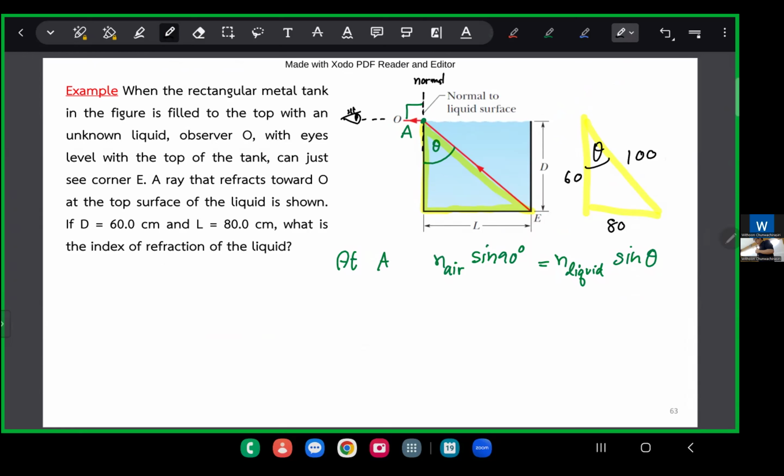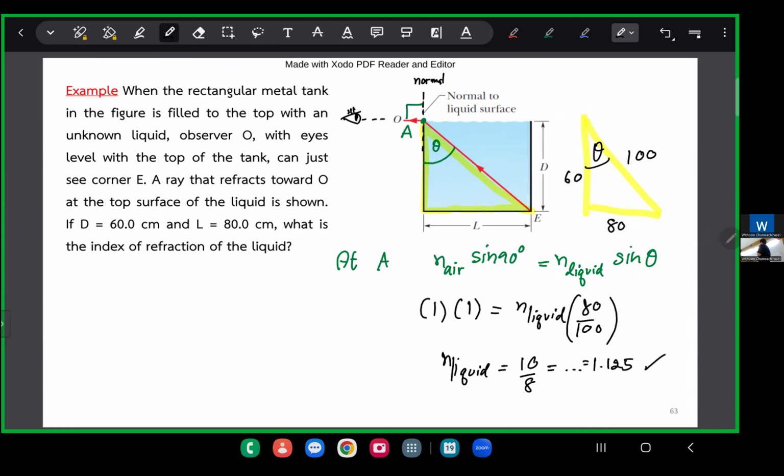With that, I can substitute values. n of air is 1. Sine 90 is 1. And n of the liquid is what you want to figure out. Sine theta is 80 over 100. Here we go. The n of the liquid that we were looking for is just 10 over 8. That's 1.25. Sorry, just an extra 1 there, that's too much. There you go. 1.25. Not bad.